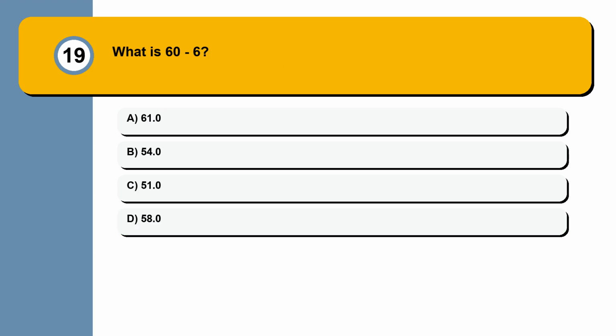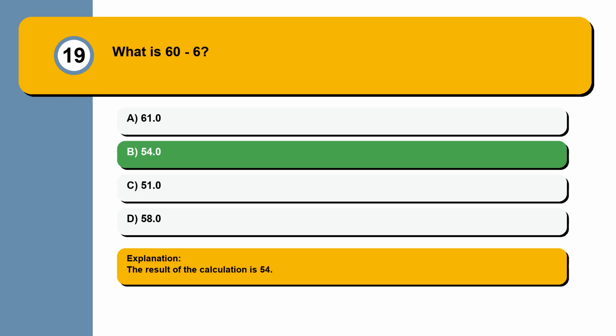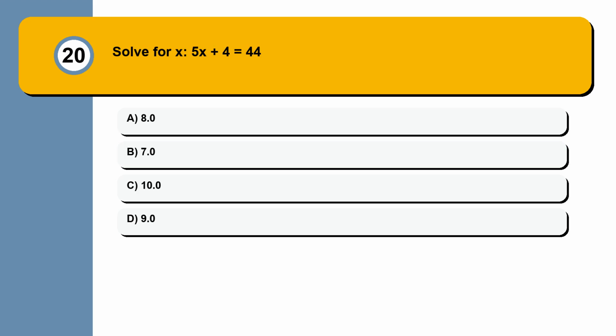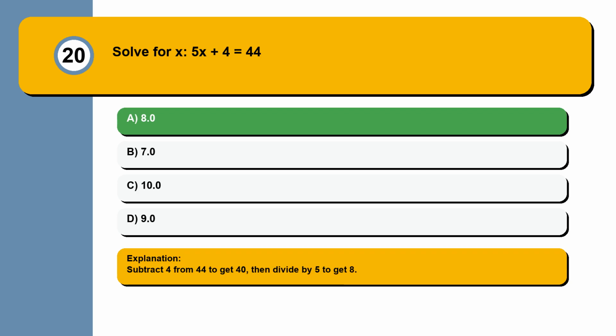Question 19. What is 60 minus 6? 61.0, 54.0, 51.0, 58.0. The result of the calculation is 54. Question 20. Solve for x: 5x plus 4 equals 44. 8.0, 7.0, 10.0, 9.0. Subtract 4 from 44 to get 40, then divide by 5 to get 8.